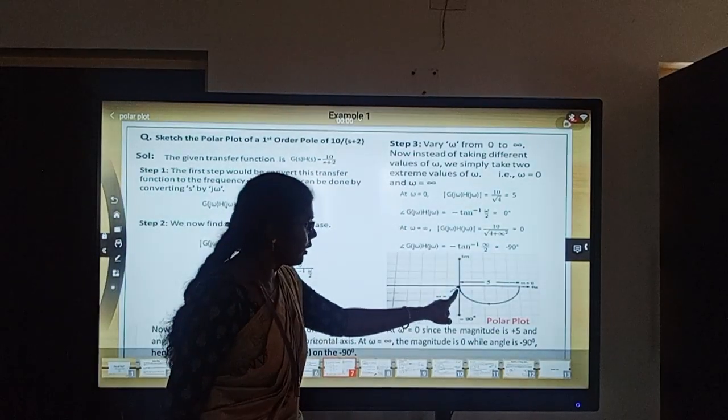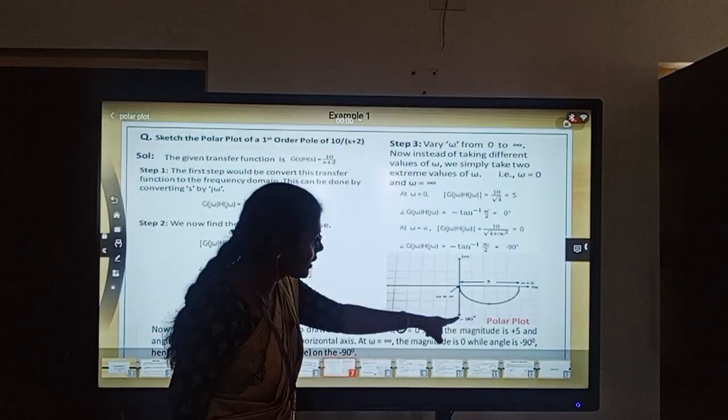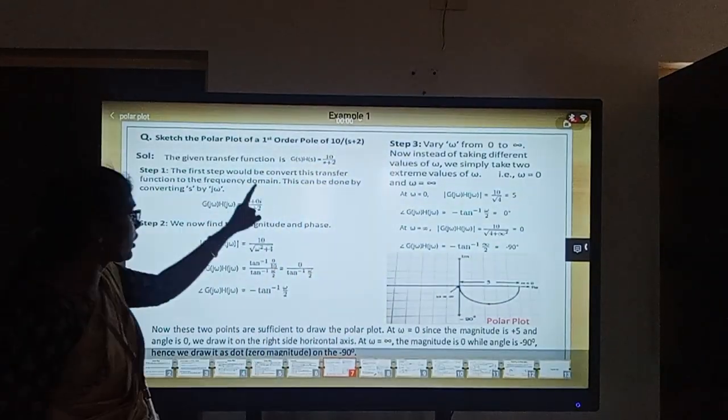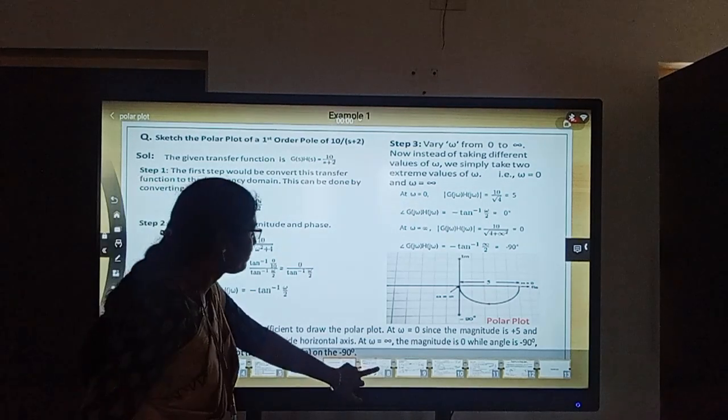When omega is infinite, it is what? Minus 90 degree. So minus 90 degree is here, so we will be marking it over here. So this is how the polar plot will be for a single order system. Okay, so the next is.